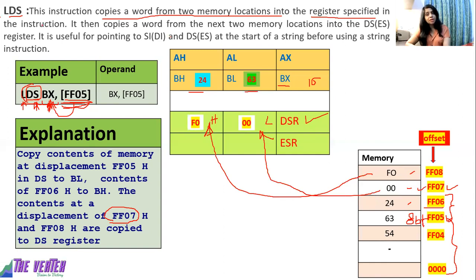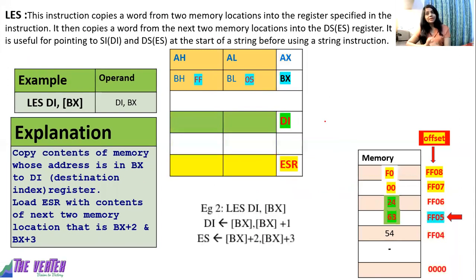So with one instruction, we are loading the BX register as well as the data segment register. You need not use two different instructions. The next instruction is LES, exactly similar to the LDS instruction. LDS loads the data segment register, and LES loads the extra segment register. So this is the extra segment register. Here we are taking the example LES DI, [BX].